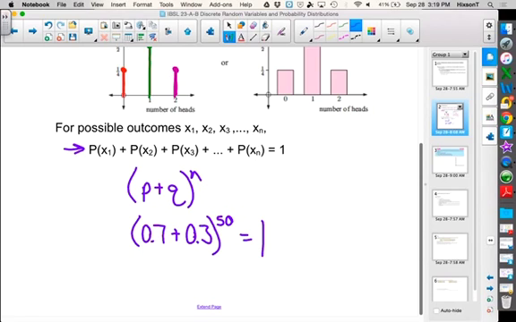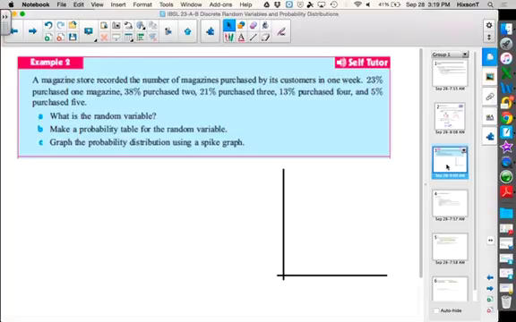Now, let's take a look at a quick example, a scenario here. Part of the problem with these is making sure that you identify the proper random variable. So here we have a situation: a magazine store recorded the number of magazines purchased by its customers in 1 week. 23% purchased 1, 38% purchased 2, 21% purchased 3, 13% purchased 4, and 5% purchased 5.